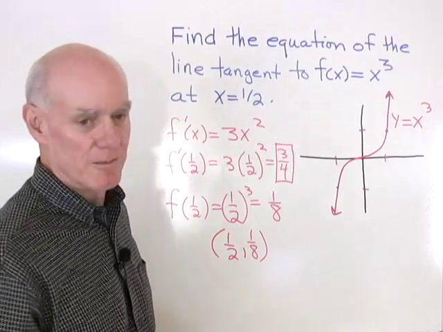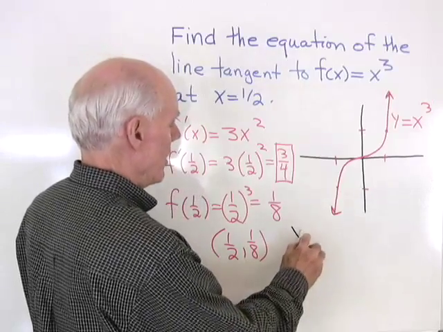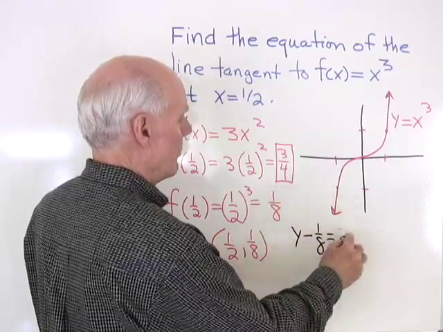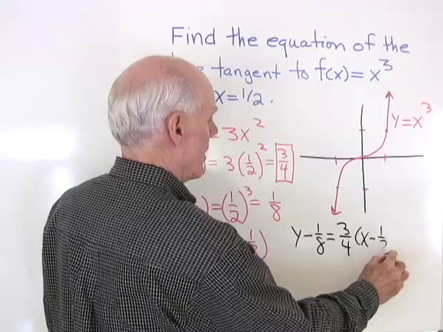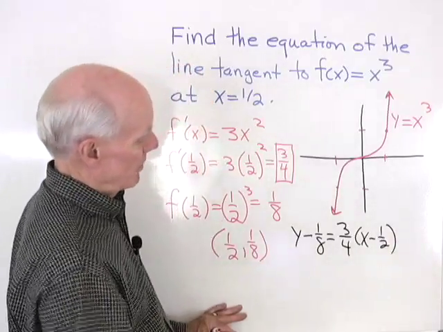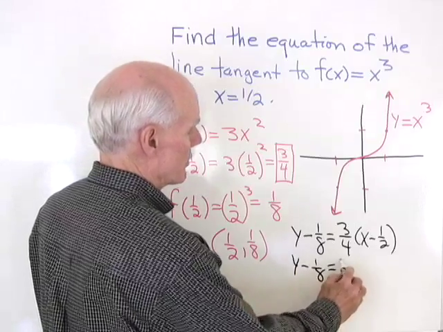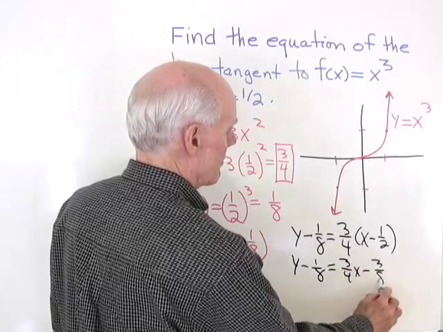So I can use my point-slope form of the equation of a line and write it this way: y minus 1/8 is equal to m, which is 3/4, times x minus 1/2. So let's see, I'll multiply through here. I get y minus 1/8 is equal to 3/4 x minus 3/8.